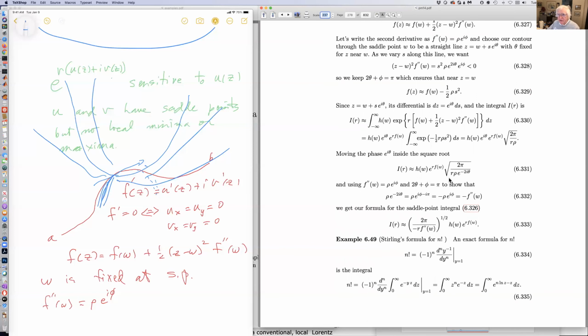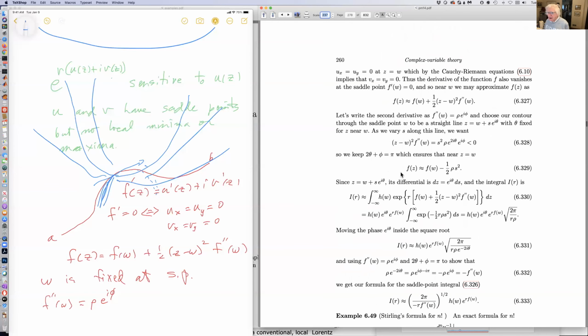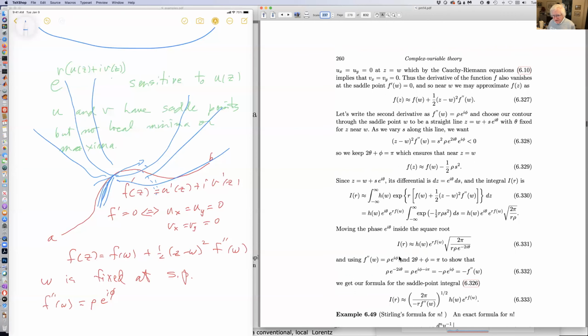So the question here was, why did we write the second derivative of f that way? Well, the second derivative is bound to be a complex number, so it has a real part and a phase. So this is the modulus of r. The absolute value of f double prime is rho, and the phase is phi. So we can always write f double prime like that.